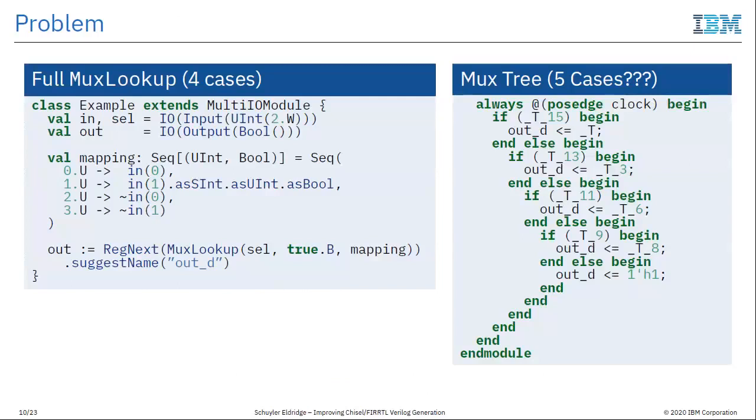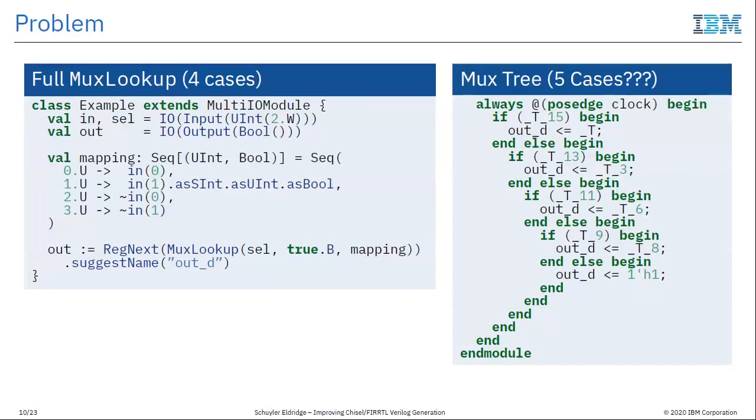And the immediate thing that you will notice as the problem is that on the left, there are 4 cases, and I have a 2-bit select line. So it's completely full. But over here, I have 5 cases. And this was actually, I believe, a real question that came from Anton Blanchard, who's going to talk after me, when he was using mux lookup. And he was saying, why are there 5 cases?